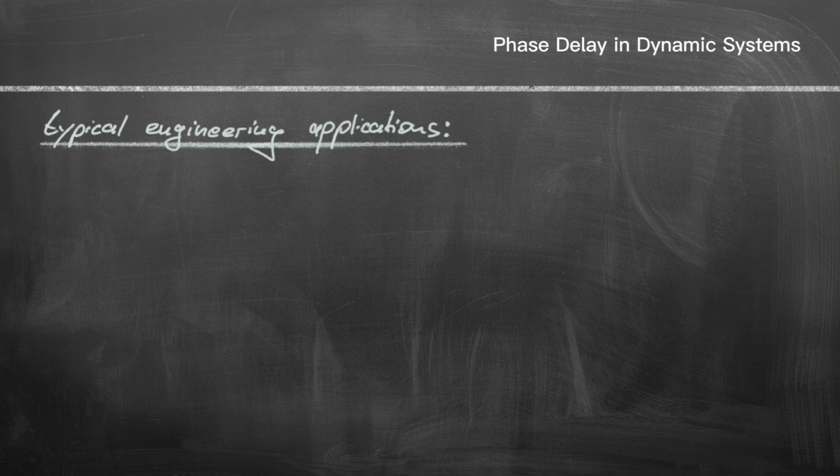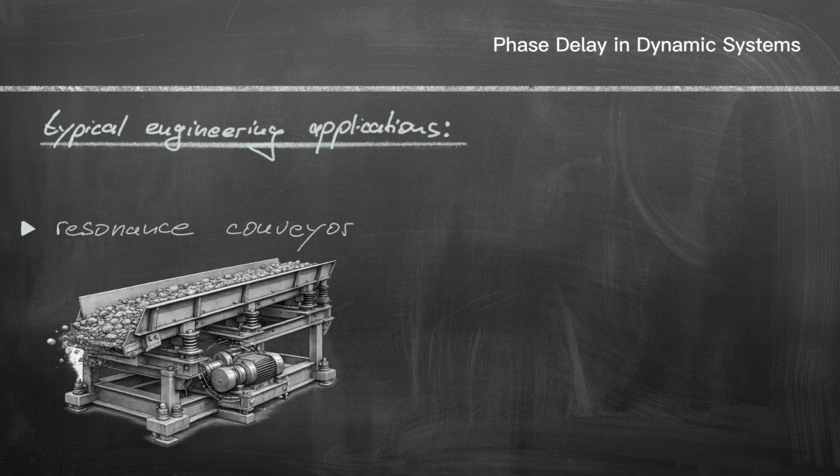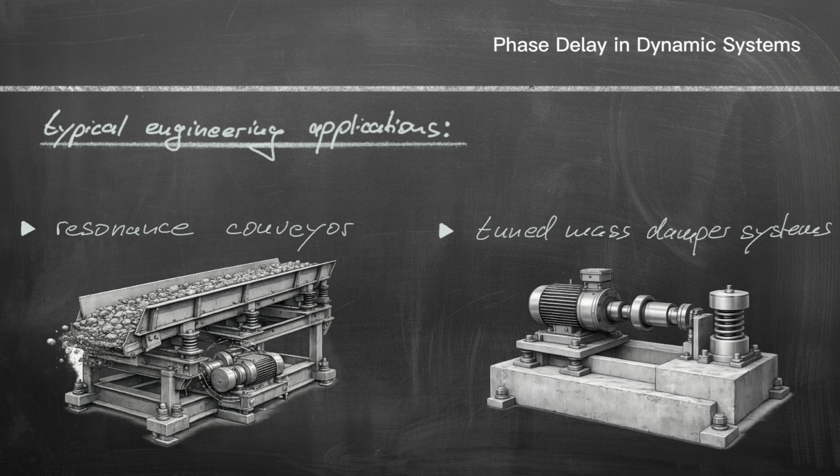Two typical engineering applications where the phase delay is useful are resonance conveyors, where the conveyor belt is excited to resonance, and in this way components in factories or materials from construction sites are transported in an energy-efficient manner. In vibrating machines, tuned mass damper systems are often mounted on top in order to reduce operational vibrations by means of an absorber mass. The absorber mass oscillates with a phase shift of 180 degrees relative to the vibrating machine, and through destructive interference, the vibration of the machine is reduced in this way.